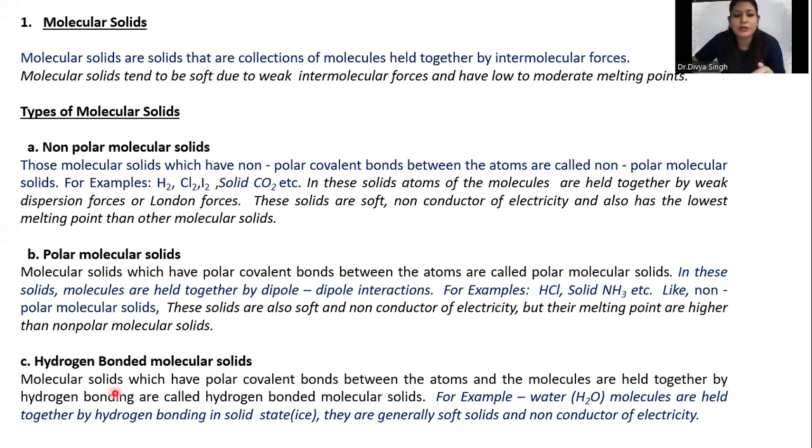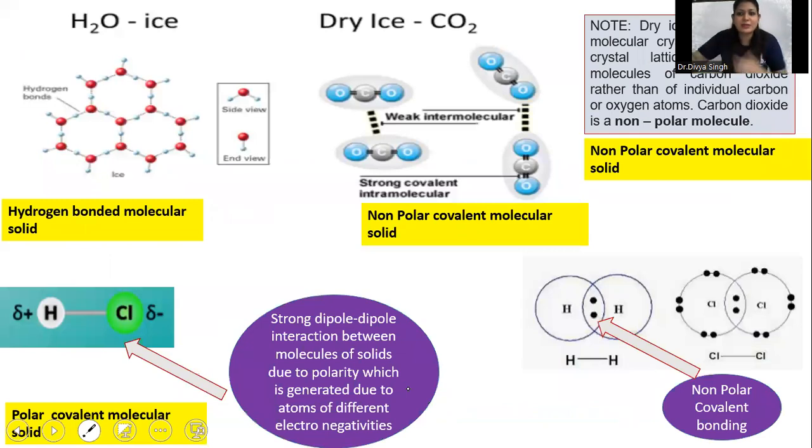Next is hydrogen bonded molecular solid. What is it? The name itself says these molecular solids have hydrogen bonds present in them. That means such molecular solids have polar covalent bonds between the atoms, and hydrogen bonds hold the molecules together, like water in the ice form. In the ice form, it has hydrogen bonds. We can see the diagrams in the next slide to understand the concept behind it.